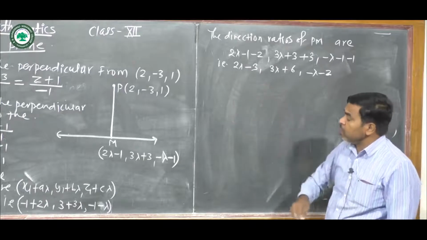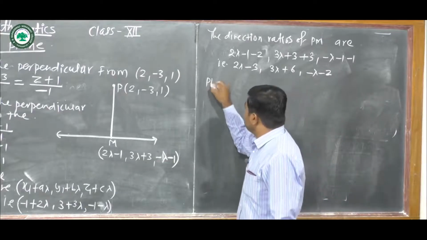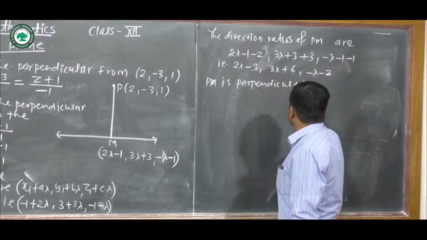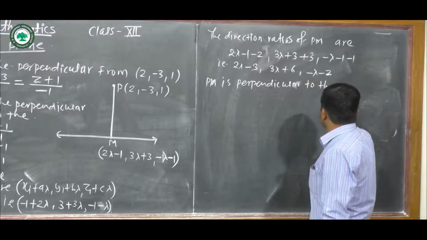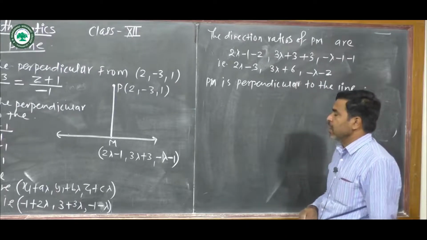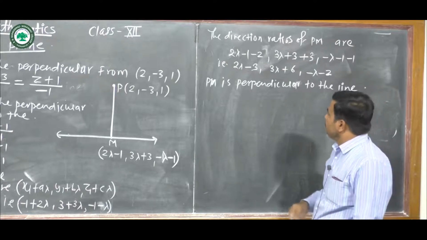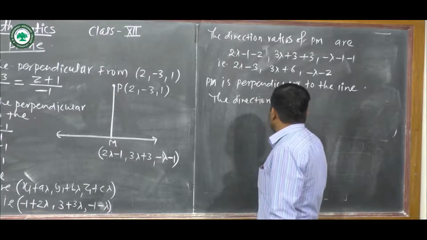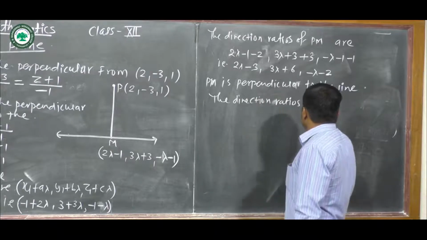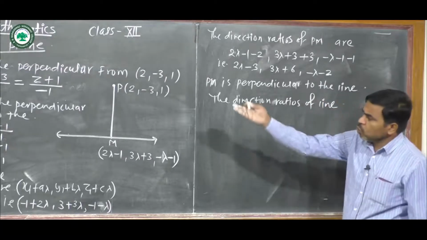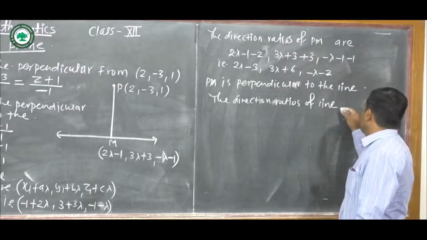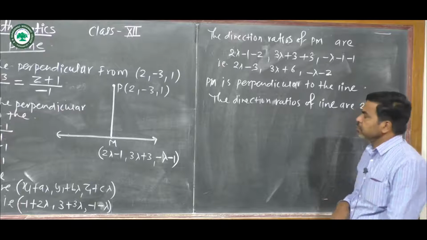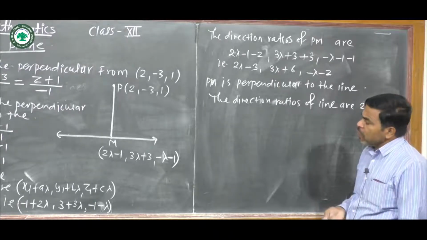Now PM is perpendicular to the line. The direction ratios of the line that are given are 2, 3, minus 1. Direction ratios of line are 2, 3, minus 1. Now PM is perpendicular to the line.